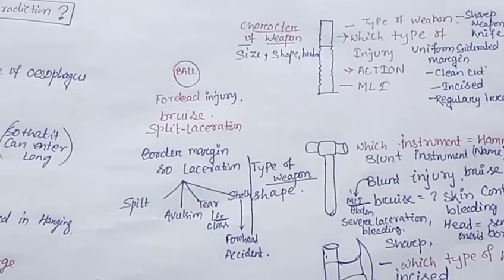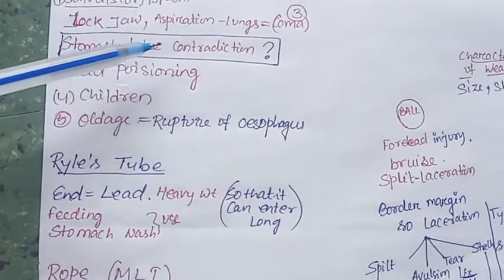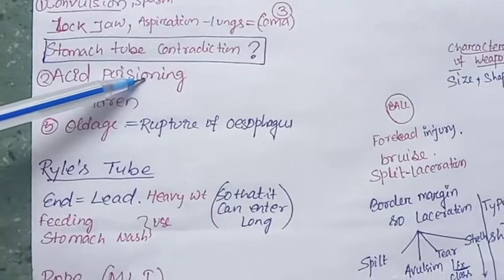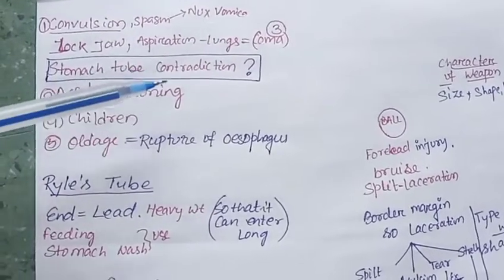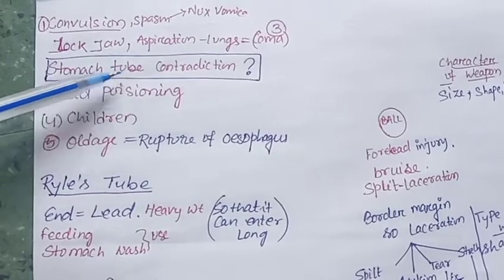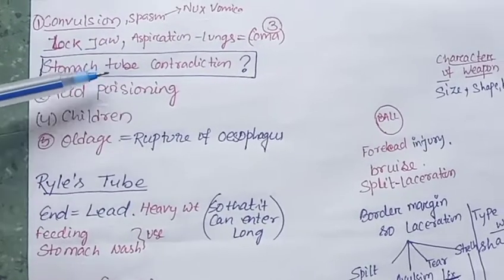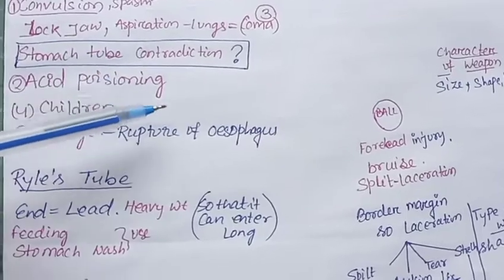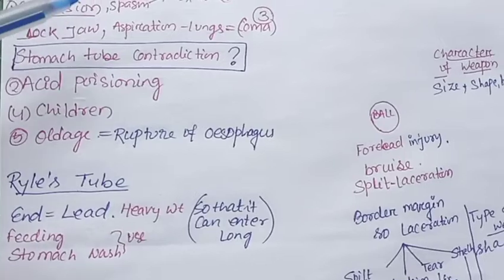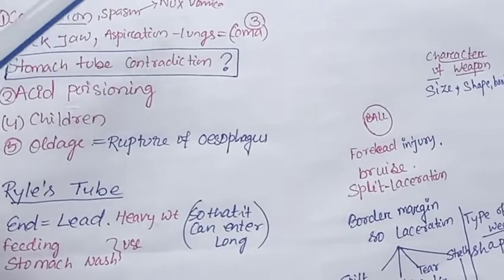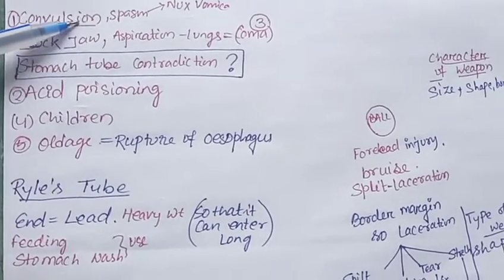Okay, we go to the stomach tube. If the stomach tube comes as a question, then you write the parts of a stomach tube. Then the important question is about the contraindications of the stomach tube. A stomach tube is not given to a person having convulsion or spasm, mainly lockjaw.